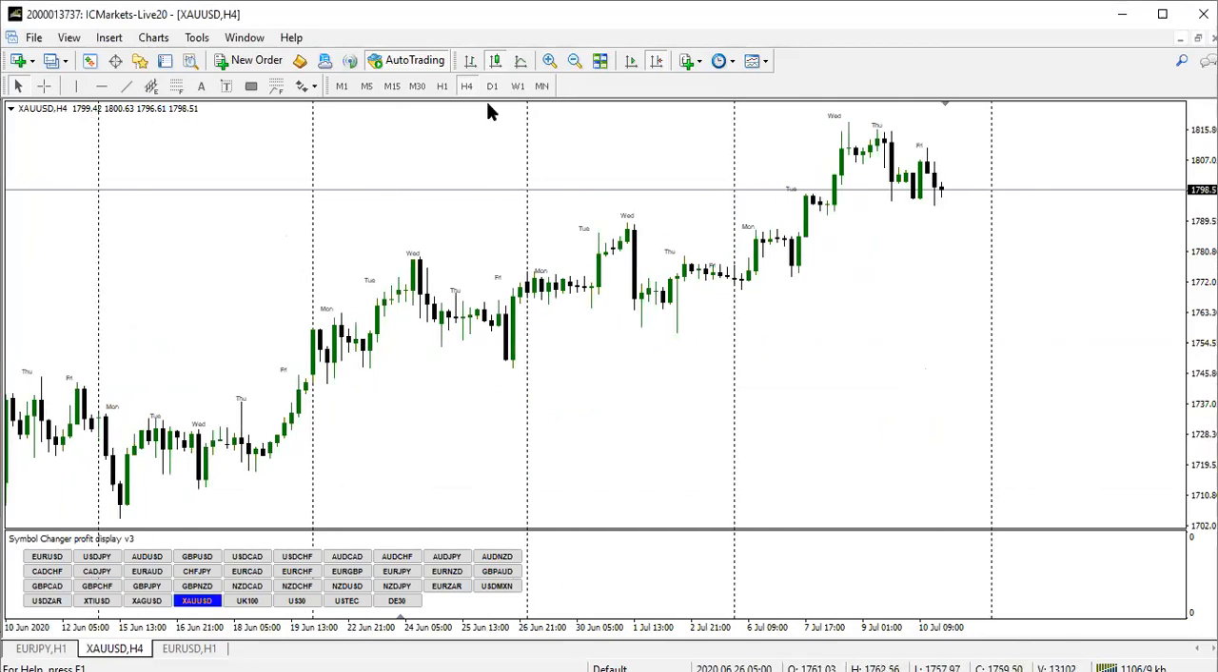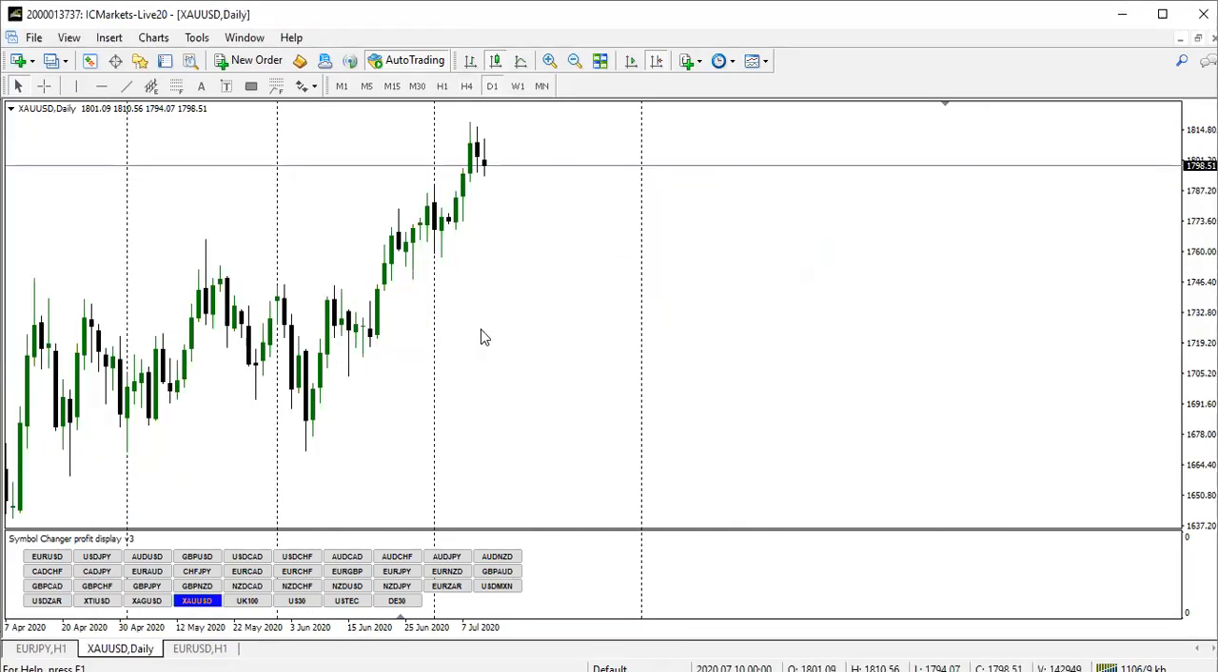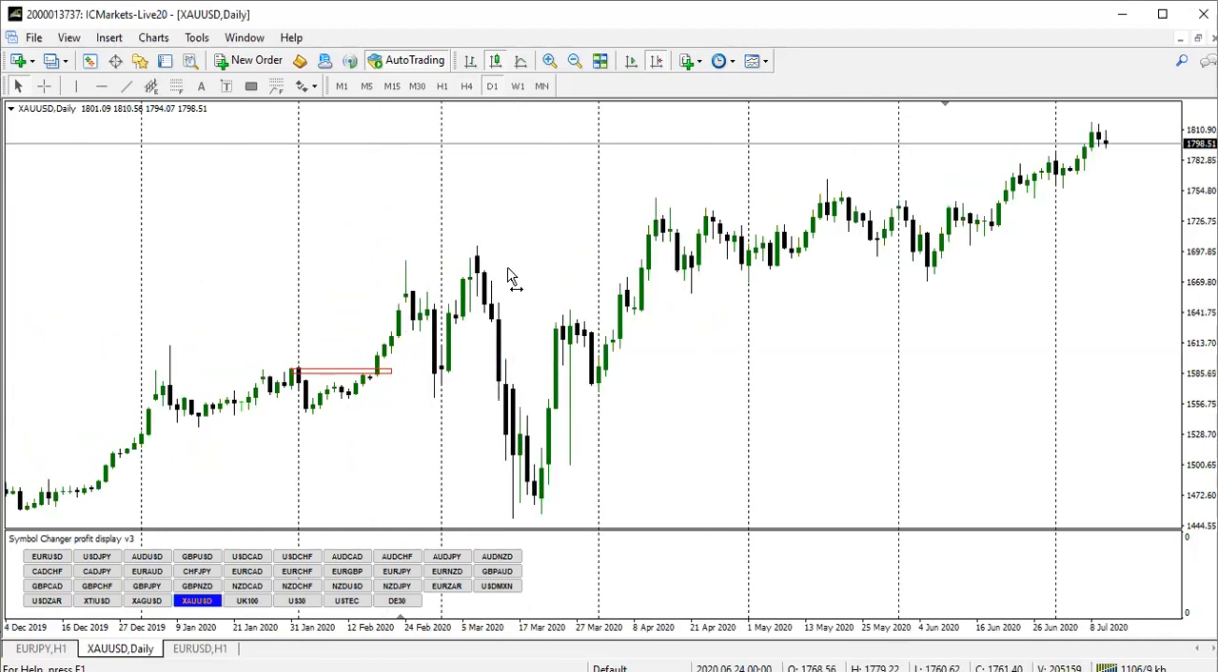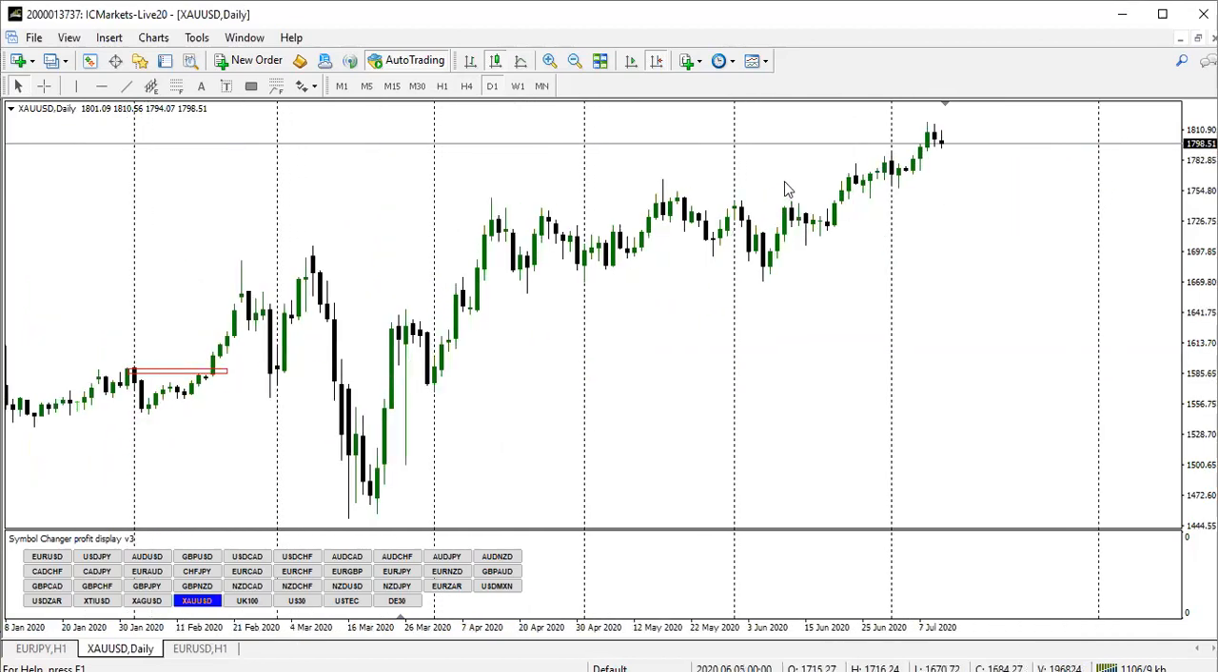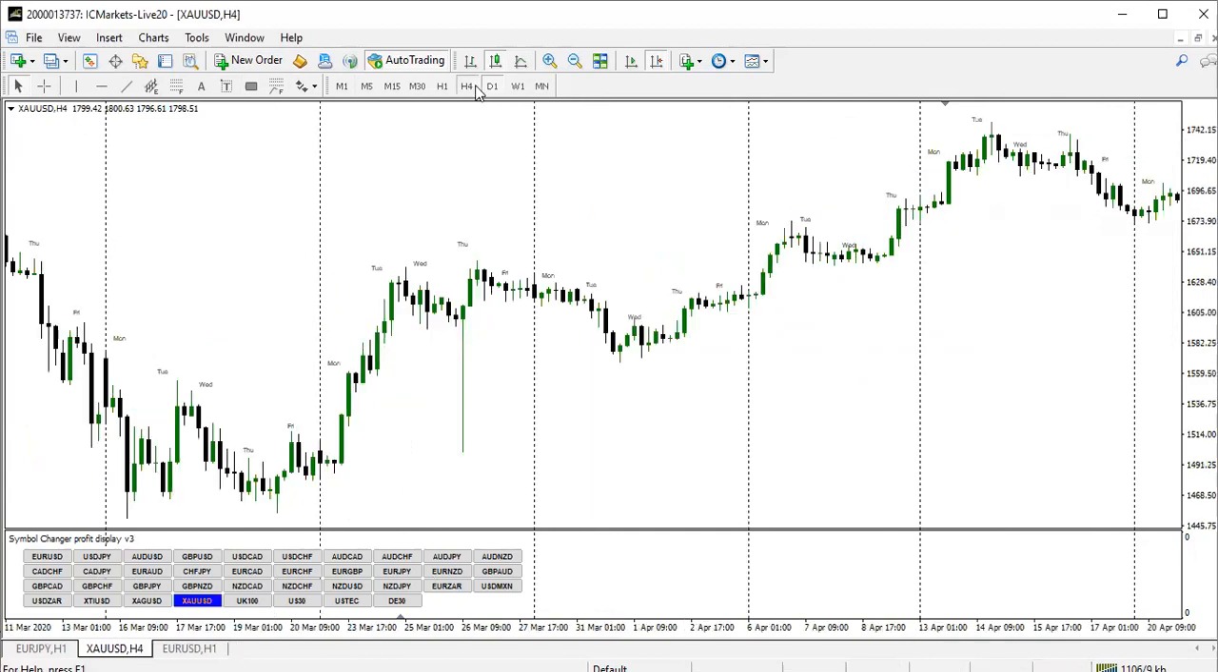So the next one is going to be gold. For gold, we can see the daily time frame is bullish, and as far as the daily time frame is bullish, this was a monthly high. This was this month's high. This was last month's high. This market is actually not giving us any opportunity for accumulation. But let's see the 4 hour time frame.